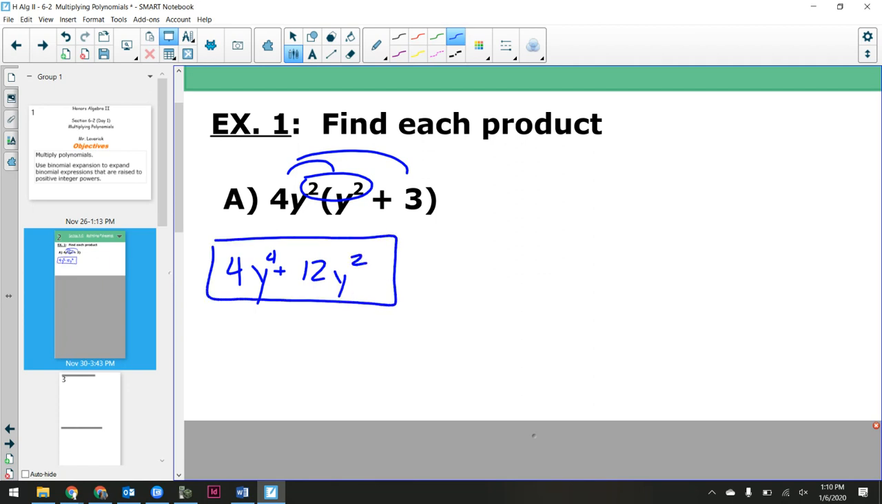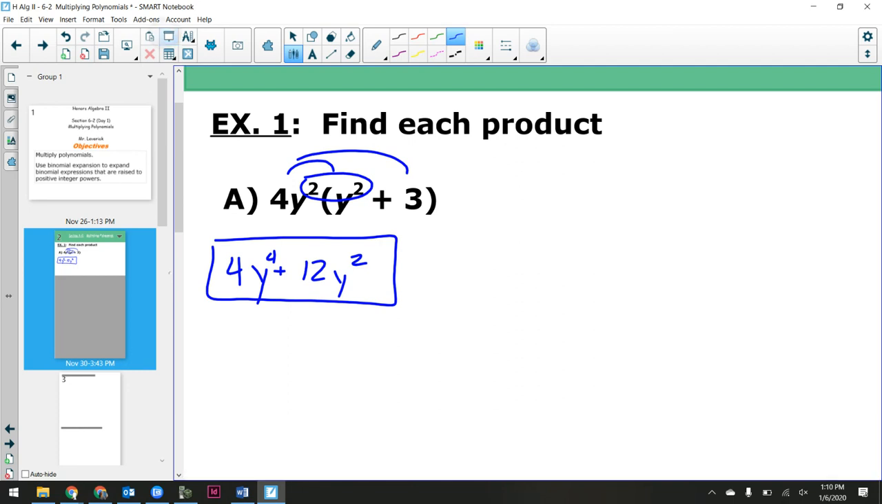Now, do I make that 16y to the 6th? Absolutely not. Those are not like terms. One's a y to the 4th, one's a y squared. Pretty simple, right? Let's keep it moving.